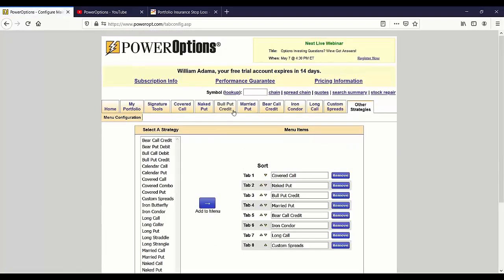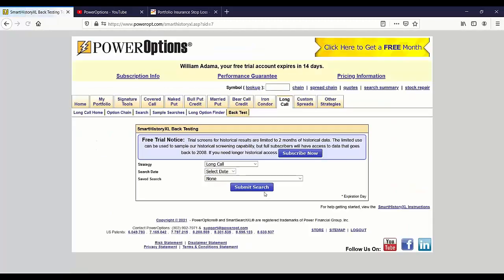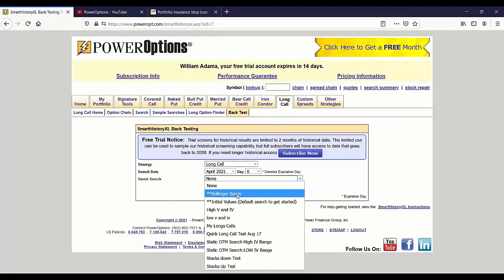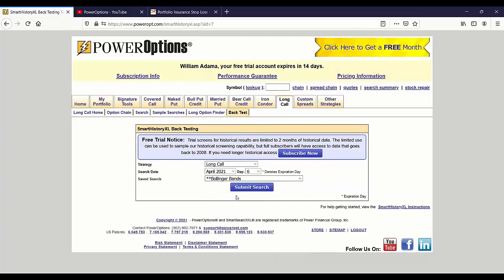Okay, now I'm going to go ahead. You know what I want to do? I want to go to the back test real quick for long call, if you don't mind, Steve. We're going to try to take a real world example. Let's go back a month. I'm going to go back to April 6th. And we're going to use our default Bollinger Band screen, which is based on the Bollinger Band concepts, the settings for looking for long calls.